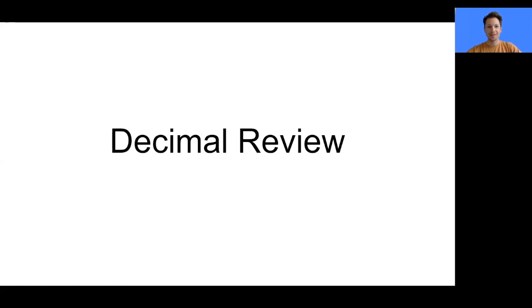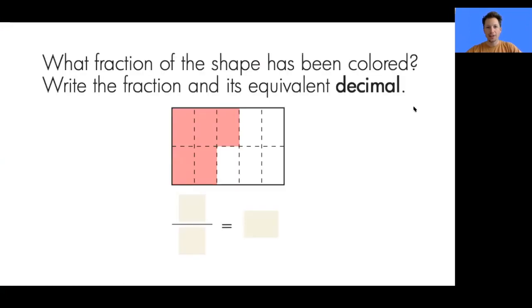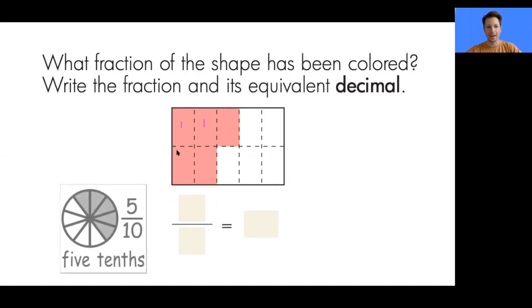Without further ado, let's begin. What fraction of the shape has been colored? Write the fraction and its equivalent decimal. What I'm going to do, I'm going to count the amount that's shaded. 1, 2, 3, 4, 5.